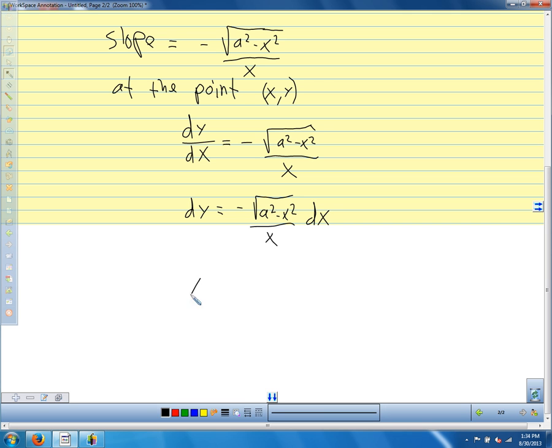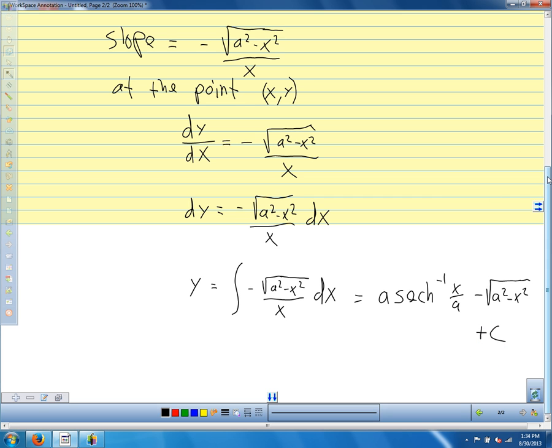So when I integrate both sides, I get y equals the integral of negative square root of a squared minus x squared over x dx. When I evaluate this integral, this one is not one of our basic formulas. We could look it up in a table. We could evaluate it with a calculator. Wolfram Alpha would tell us that this equals a times the inverse hyperbolic secant of x over a, minus the square root of a squared minus x squared, plus c.